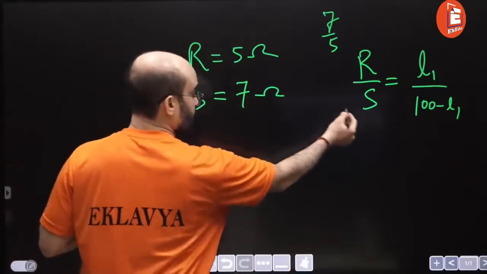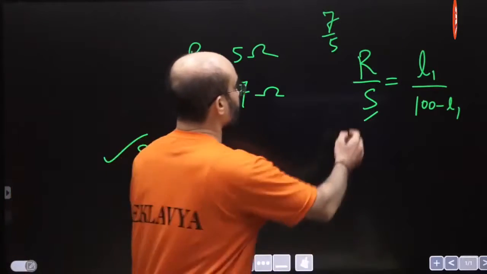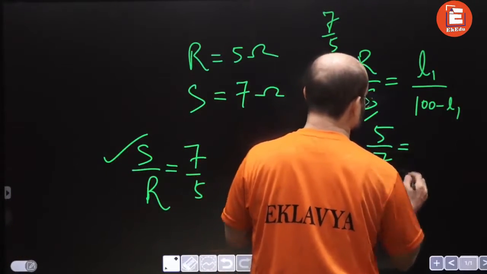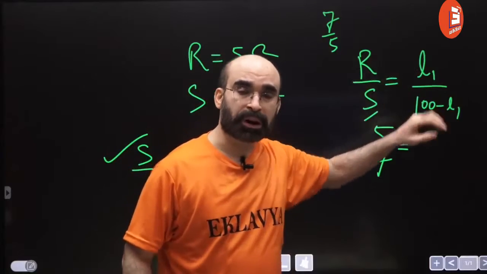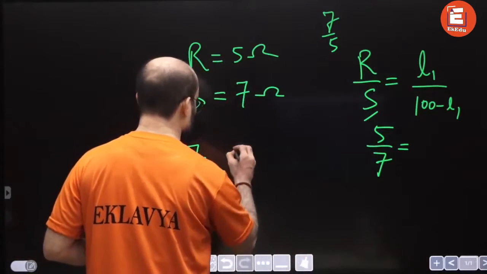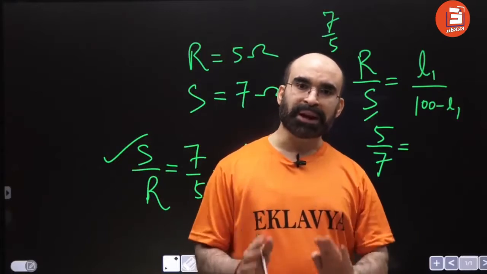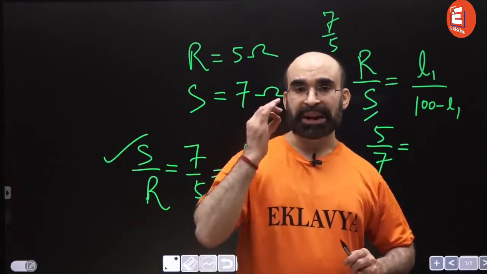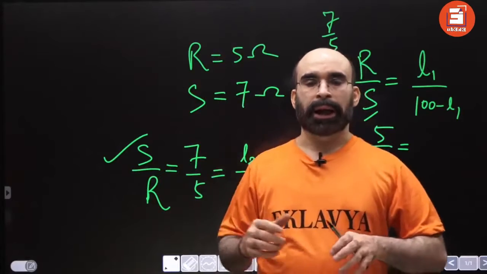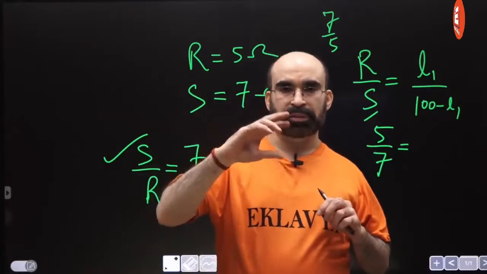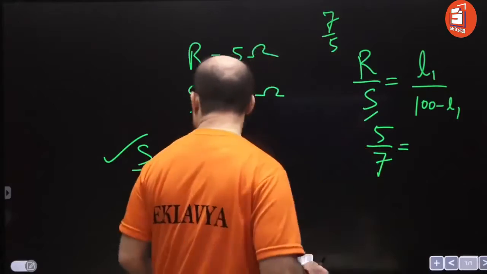In this case it is 7 by 5. In this case it is going to be 5 by 7. Do you think that 5 by 7 and 7 by 5 are same? No, this balancing length L1 will be different from the L2 value. So here I am going to put L2 by 100 minus L2. Condition would remain same. Mind it, in the Wheatstone bridge concept, we talked about how if we interchange the galvanometer and battery arm, the resistance values also, then the condition has to be same.